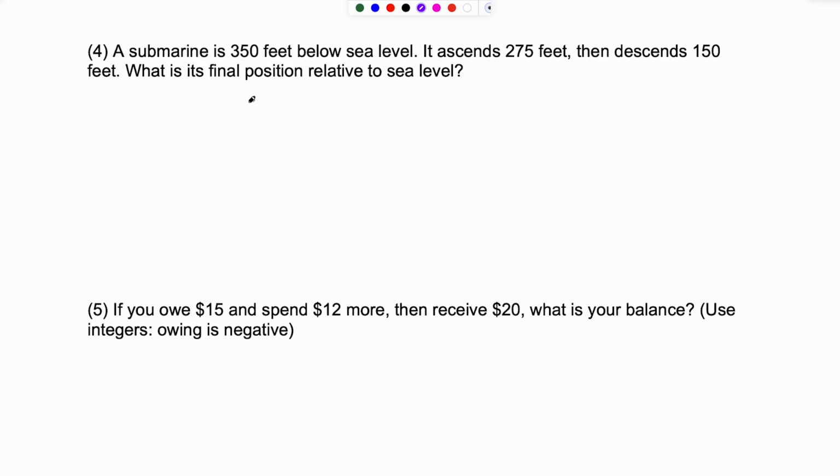Question 4, a submarine is 350 feet below sea level. It ascends 275 feet, then descends 150 feet. What is its final position relative to sea level?